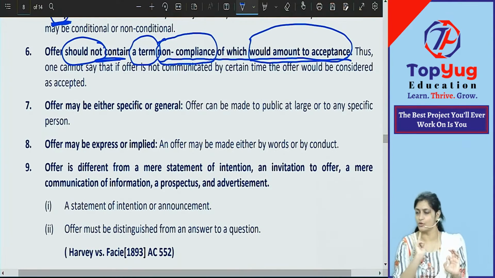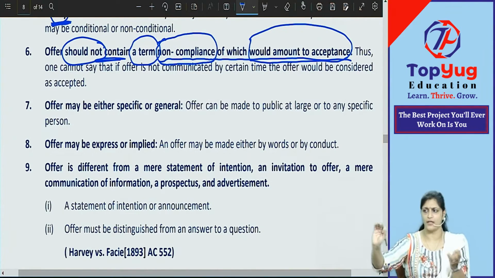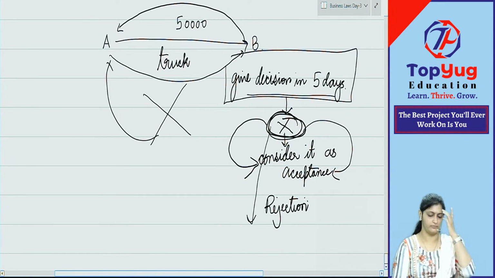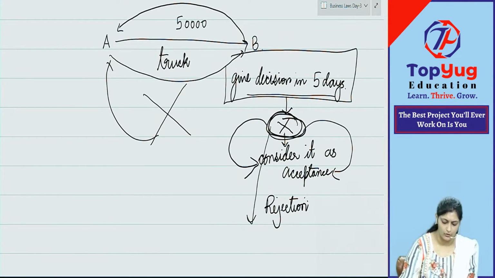Everybody, please note down the example. Either beside your notes only you can write it down, or in your notebook, wherever you want. Okay. Here, if you want, you can write those points also.